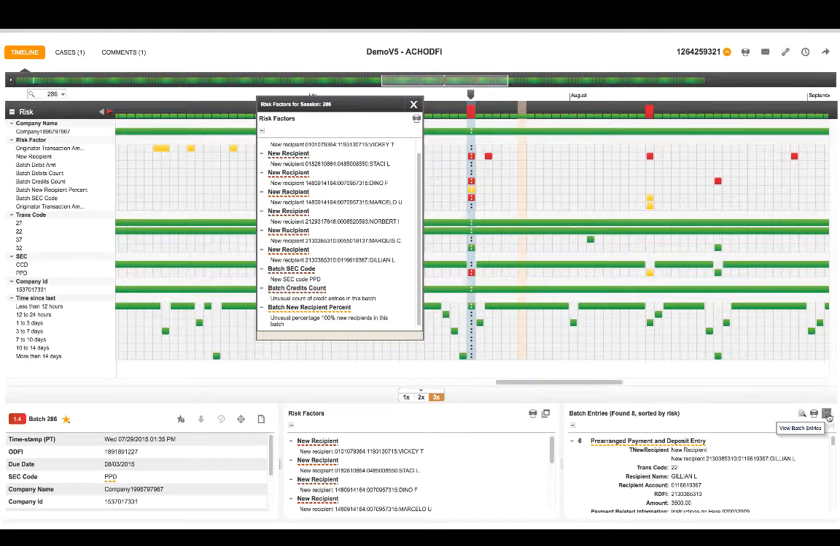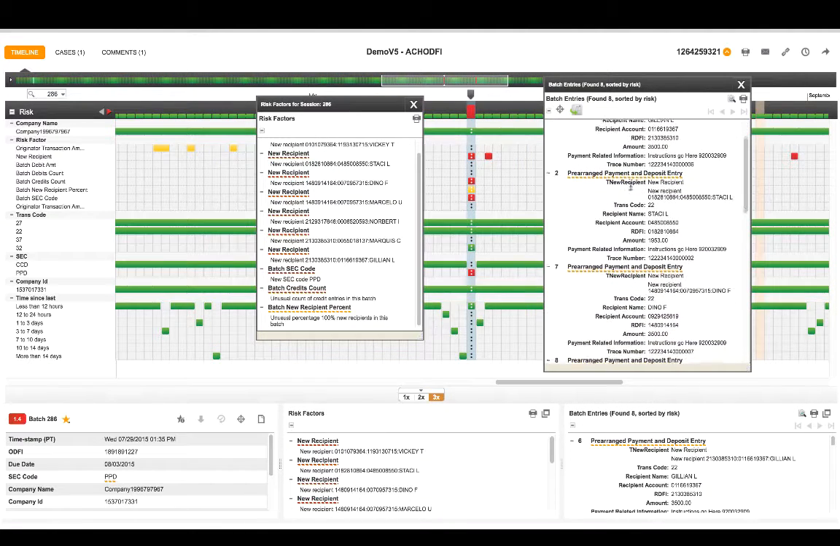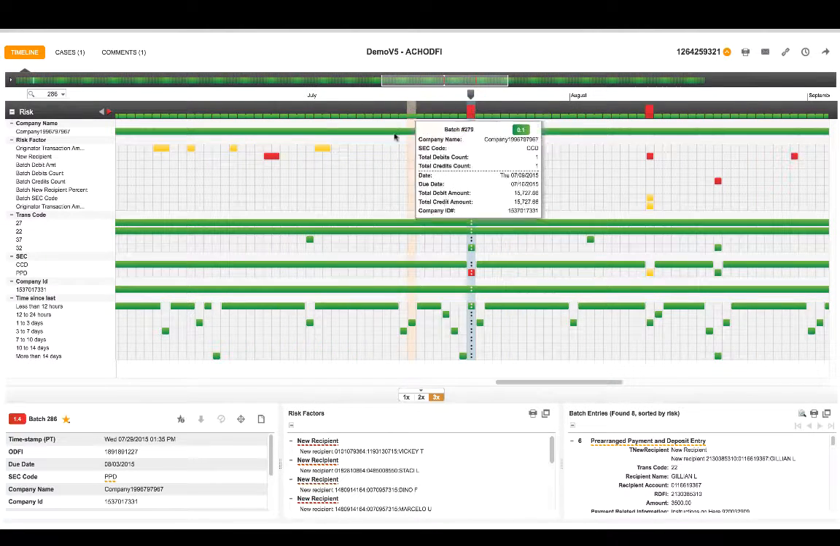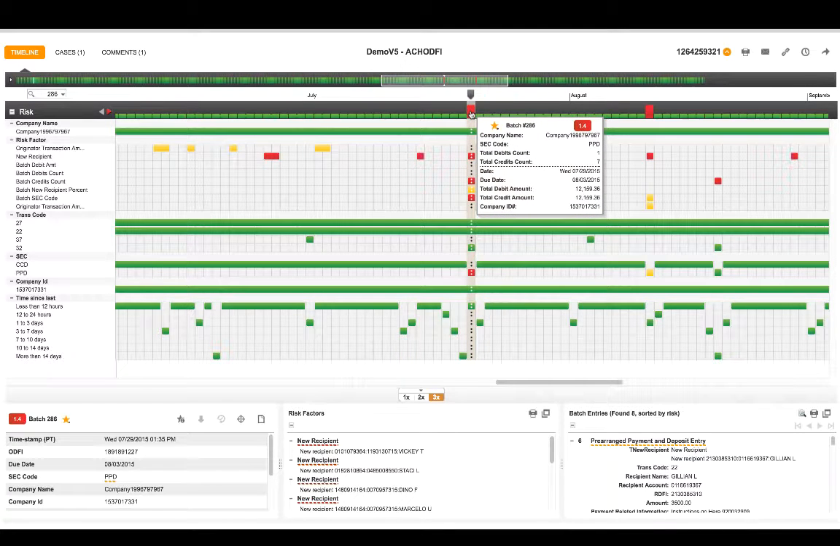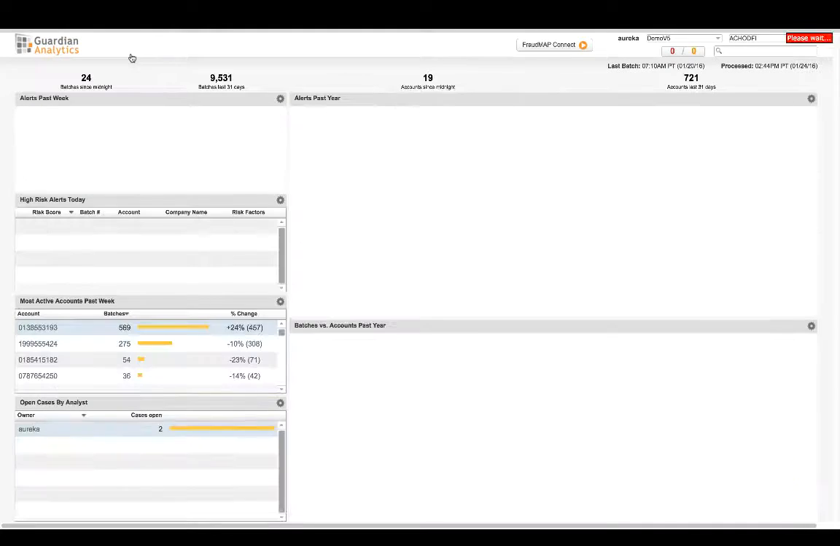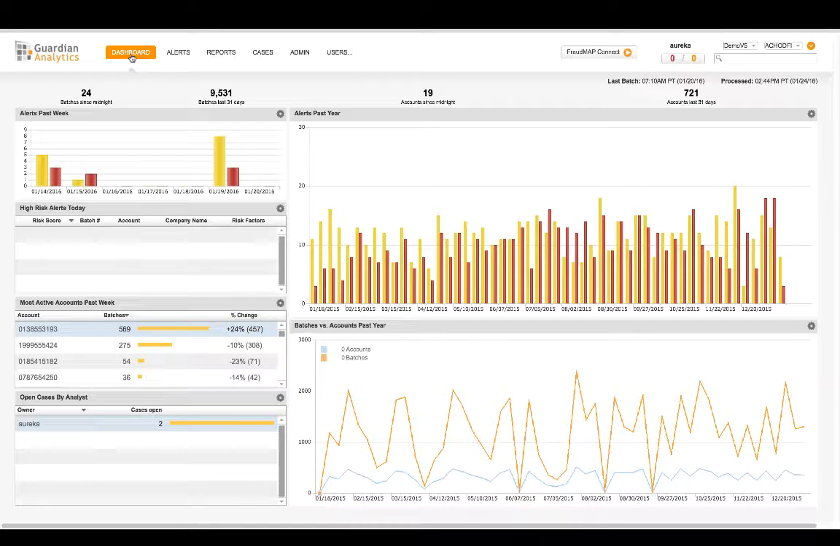You also get access to individual batch entries here. You can take a look at the individual accounts and routing information and the details of the transaction. Now, with all of that information, we understand why there's a high risk associated with this particular batch here. And sure enough, the financial institution did confirm that this was a fraudulent batch, which was not submitted by the originator.